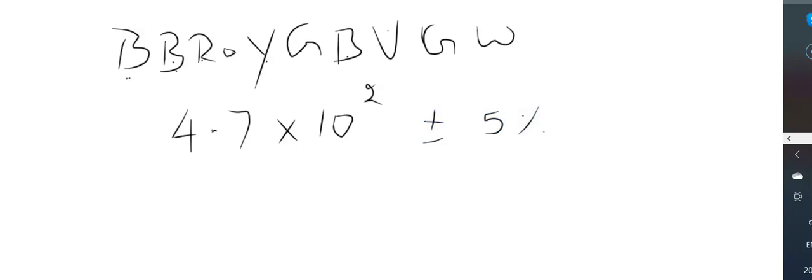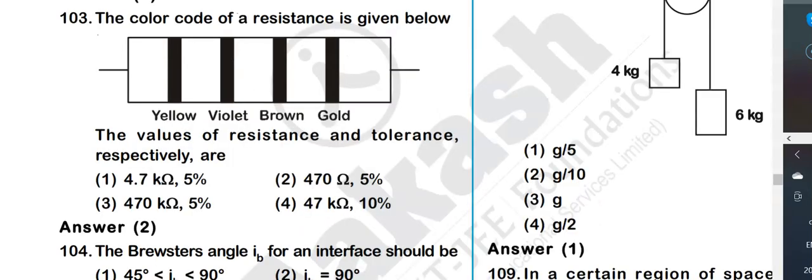So it is going to be 470 ohms plus or minus 5%. So that is what is given. Which option is correct? Option 2 is correct. So 470 ohms is going to be the resistance and tolerance is 5%.